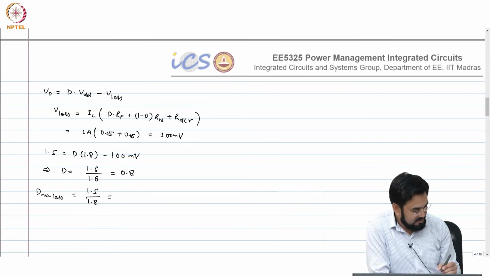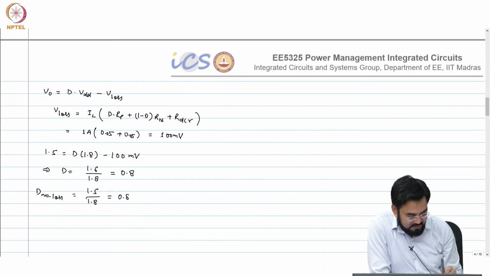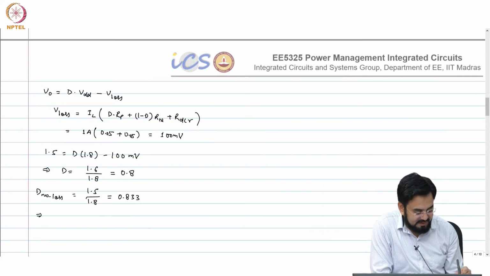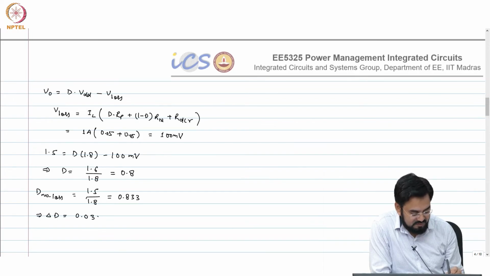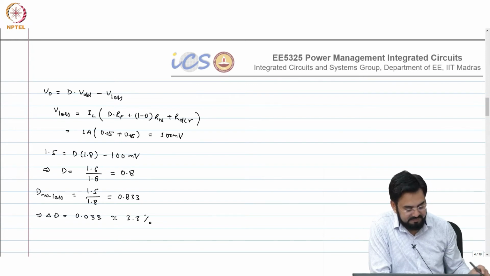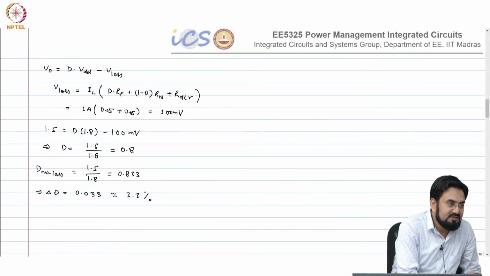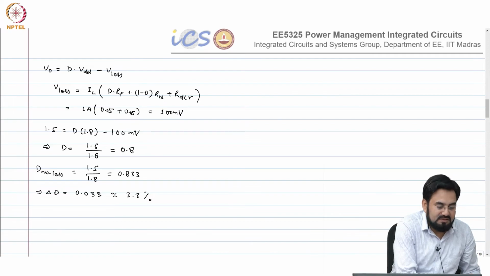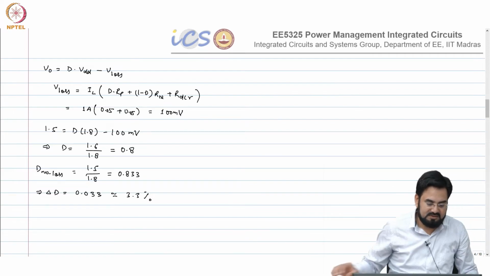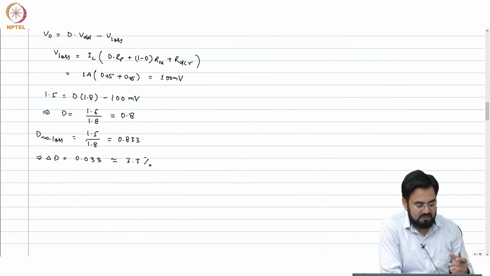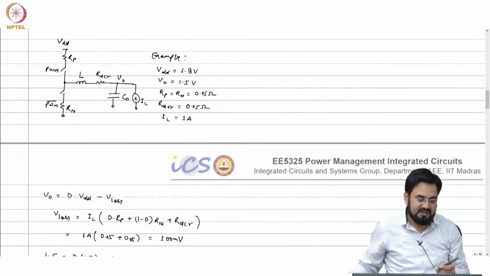0.833. Okay. This implies delta D is 0.033, or 3.3%. So you get a 3% change in the duty cycle in order to compensate for the losses. And what about the efficiency? Let us calculate both ways and see if we get the same.